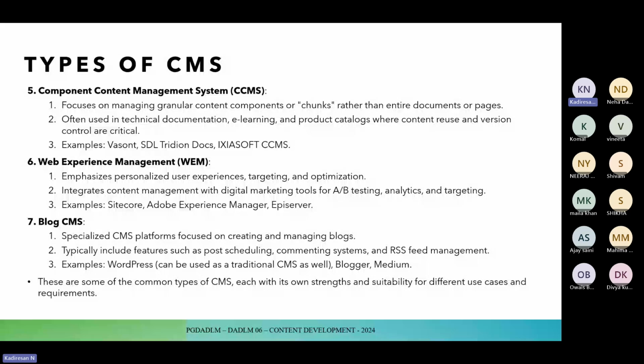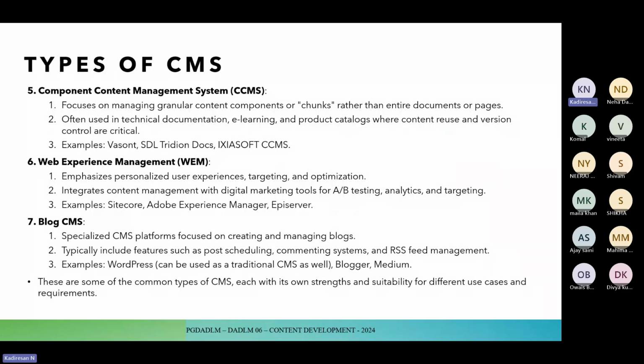And next is the blog CMS. The blog CMS is a specialized CMS platform focused on creating and managing blogs. Typically features include post scheduling, commenting systems, and RSS feed management. So blog CMS is similar to Google Blogger and the WordPress system, where it can create and manage the content. It is usually used for post scheduling, commenting system, and RSS feed, and it gives a proper feedback mechanism also. WordPress can be used as a traditional CMS as well. Some of the examples I have given here are Blogger and Medium.